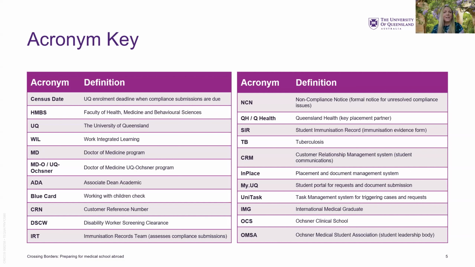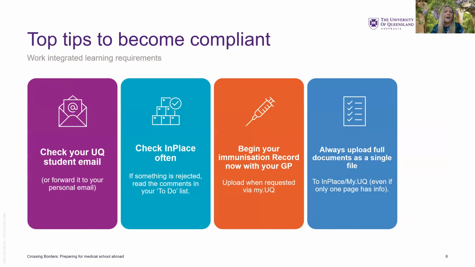If we can go to the next slide, please. We have here our top tips to becoming compliant. We recommend that throughout your whole program, you check your student email very regularly. Our team will be sending important updates and reminders about outstanding requirements as we approach the compliance submission deadlines. So it's really important to keep an eye on your spam or junk email folders. Sometimes communications will flow through there. It's also a great idea to consider forwarding your student email to a personal account that you check frequently. This way you'll never miss a message.